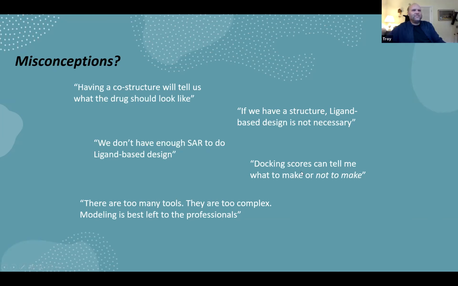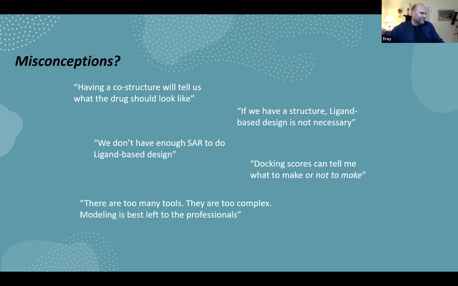A lot of chemists are like, just tell me the docking scores. Let's prioritize by docking scores. I know that everybody in this room cringes when they hear, I want to prioritize, or overinflate the value of a docking score. And then there's this opinion, which I actually agree with: there are probably too many tools. Many of the tools are way too complex. Modeling is best left to the professionals. I mean, there are companies that have built around this construct.